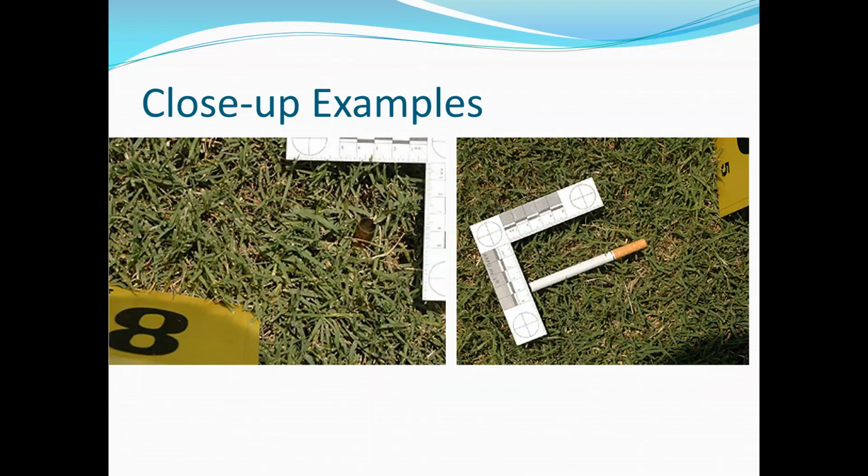In close-up examples, you can see we have our evidence number, we have our ruler, and we have just the piece of evidence. You can't see anything else. Now, ideally, we take the same picture with and without the ruler in it just to prove that the ruler wasn't covering anything up.